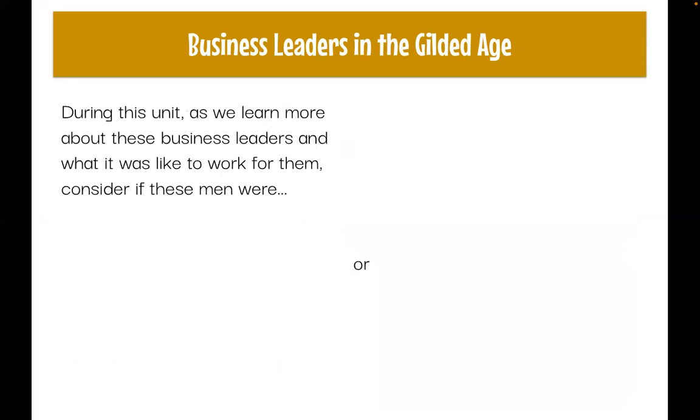We're also going to end up learning a lot more about some of these business leaders. I encourage you, if you want to watch some outside things, there's a show called The Men Who Built America that does really excellent breakdowns of what these guys did, with fun dramatization, so you can check it out.